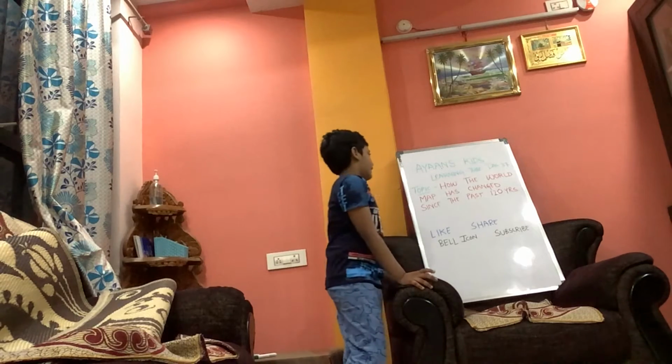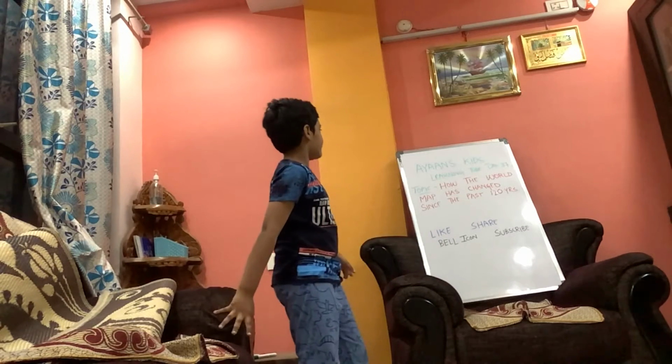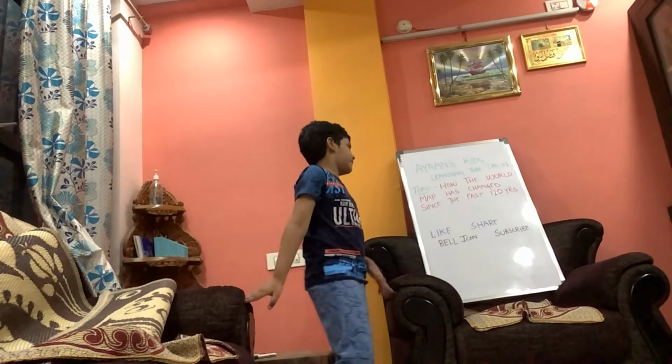So today in Ayaan Skill Learning Tube Day 37, we are taking a look at how the world map has changed in the past 120 years. So let's get started.